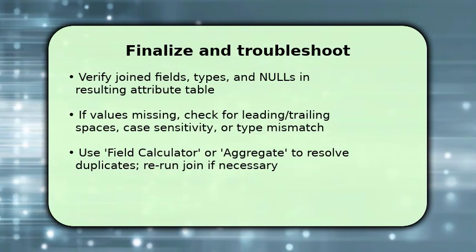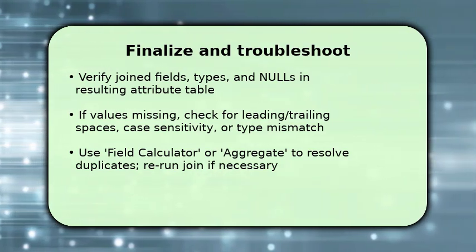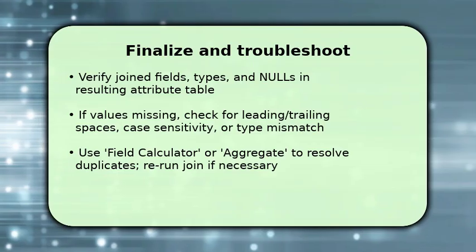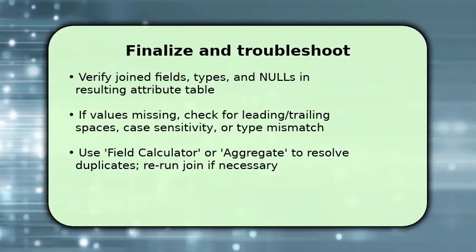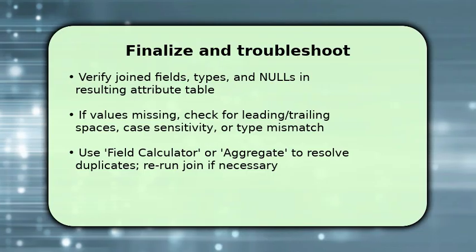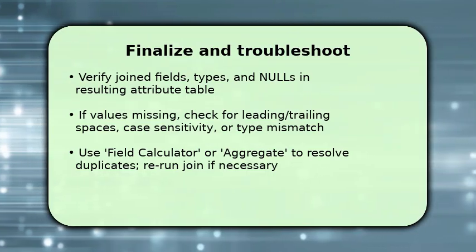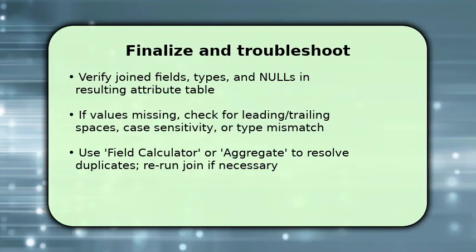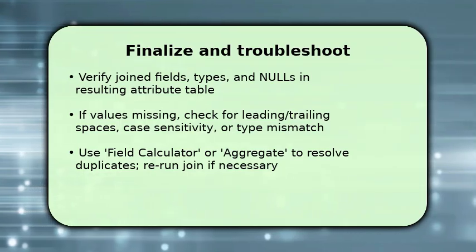If values are missing, check for subtle mismatches like extra spaces, different case, or number versus text types, trim or cast fields, and rerun the join. If duplicates produced multiple matches, use aggregate or group by to consolidate, then rejoin.